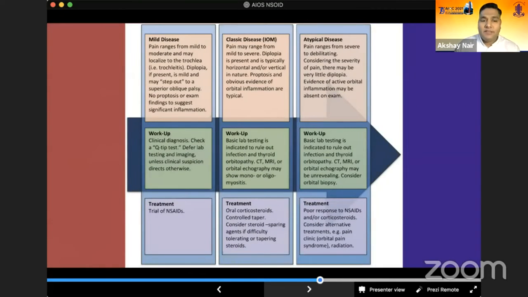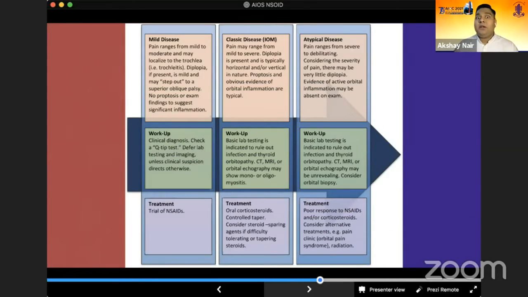Now, if it is mild disease, your diagnosis can be clinical, and you may give a trial of non-steroidal anti-inflammatory drugs. If it is classical disease like the three patterns that I mentioned, where the patient may have pain, there is diplopia, typically for the horizontal recti, and proptosis, then is when you do your basic lab testing that I mentioned earlier, investigate the patient, and start on oral corticosteroids with a controlled taper. Consider steroid sparing agents only if the patient is intolerant to steroids.